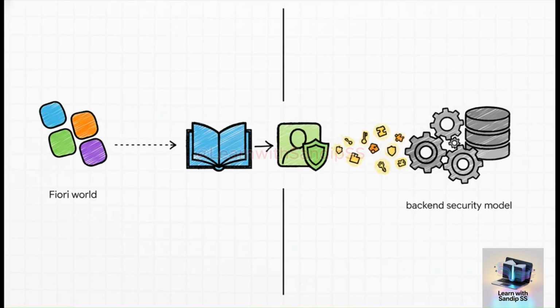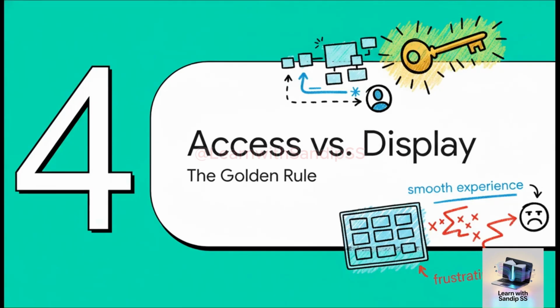Now, I really want to double-click on step 3 for a second. That moment when you assign a catalog to a role, that's where the magic happens. The system automatically pulls in all the underlying authorization objects needed to actually run those apps. This is the critical link that connects that pretty tile on the screen to the powerful security model on the back end.